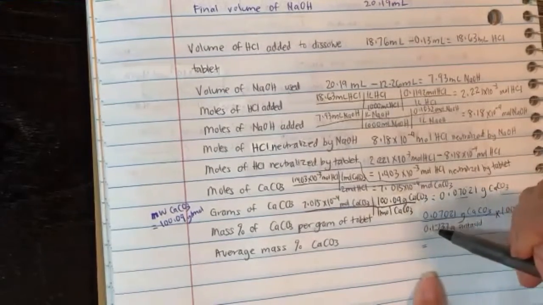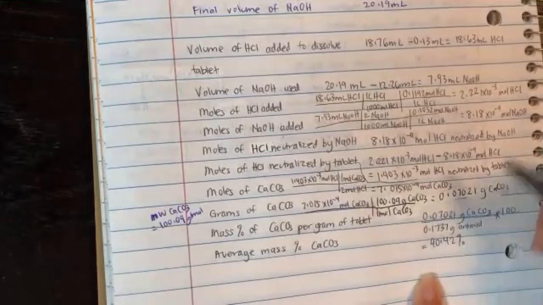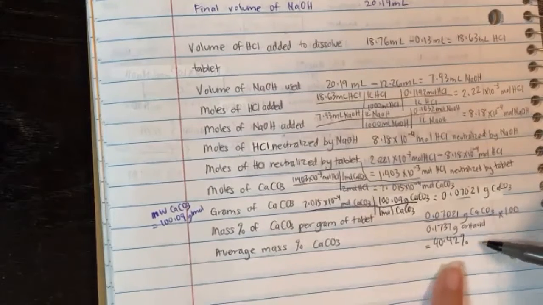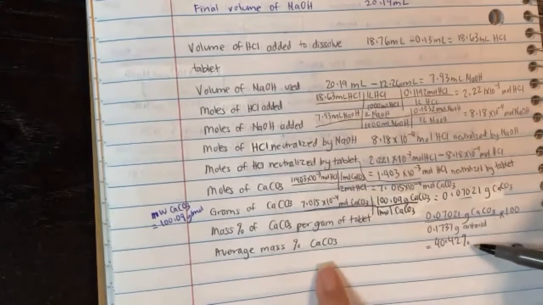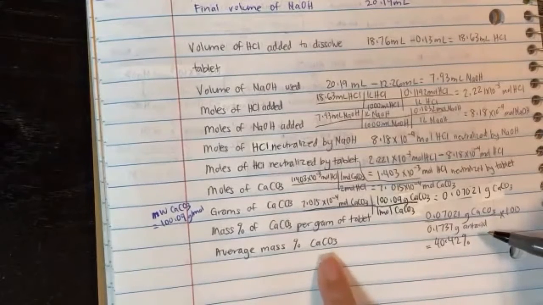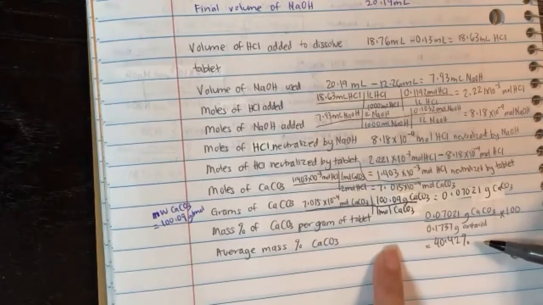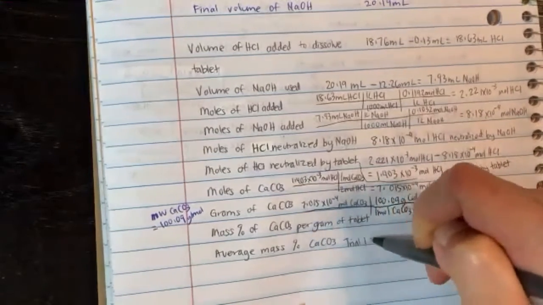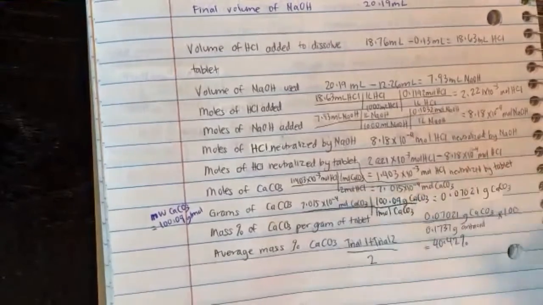I get 40.42%. So that's the mass percent of calcium carbonate in the antacid. That means every time you have antacid, about 40% of it is the active ingredient, calcium carbonate. So to get the average for calcium carbonate, you'll just take the average mass percent of trial 1 plus trial 2 divided by 2. So let me write it down here. Trial 1 plus trial 2 divided by 2, that will give you the average.